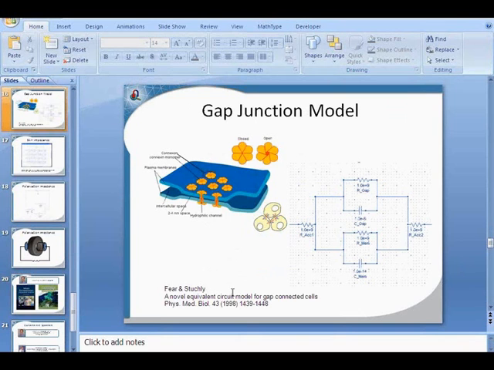Another circuit that has been proposed for a gap junction model by Fear and Stuchly consists of parallel RC combinations, and these are in series with an access resistance to the gap junction. Gap junctions connect cells, enabling the transport of materials, and also electrically connecting cells. So this would actually be one part of a much larger network of connected cells.